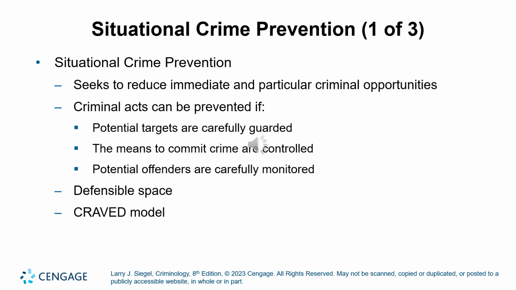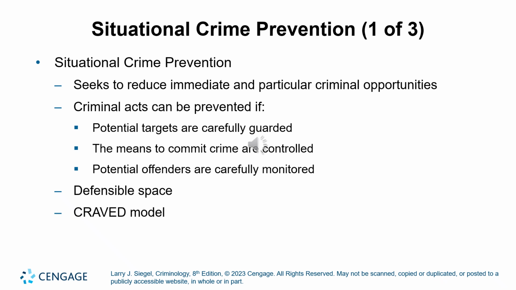Next, we're moving into situational crime prevention, which focuses on reducing the immediate opportunities for crime. The basic idea is that many crimes can be prevented when the environment makes offending harder or riskier. This happens in a few key ways. First, by making sure potential targets are well guarded, like better lighting, locked surveillance. Second, by controlling the means to commit a crime, such as limiting access to tools or weapons that could be used illegally. Third, by carefully monitoring potential offenders, whether through security staff, community presence, or technology.